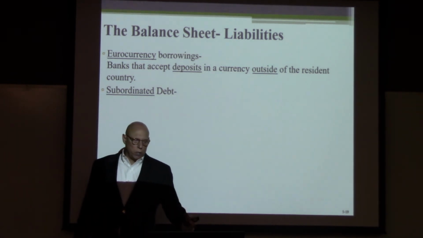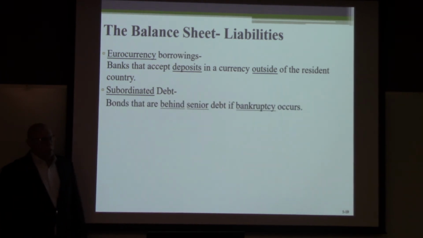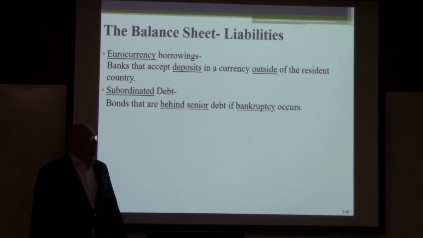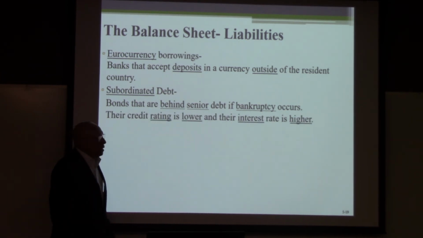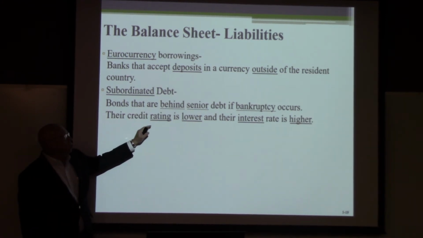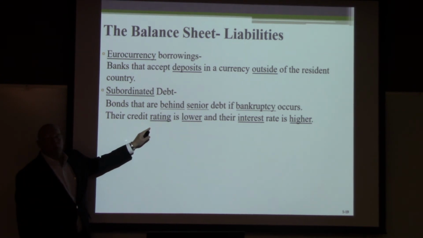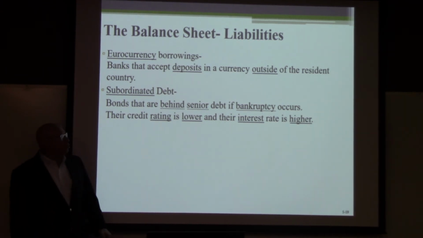Then you have subordinated debt. These are unsecured bonds. Okay. So they're behind senior debt if bankruptcy occurs. So banks typically issue a great number of bonds in order to raise cash, which they then use to fund loans. Okay? The credit rating on these subordinated bonds is lower than on senior bonds because they are farther behind in terms of the order of payoff if bankruptcy happens, and their interest rate is higher.